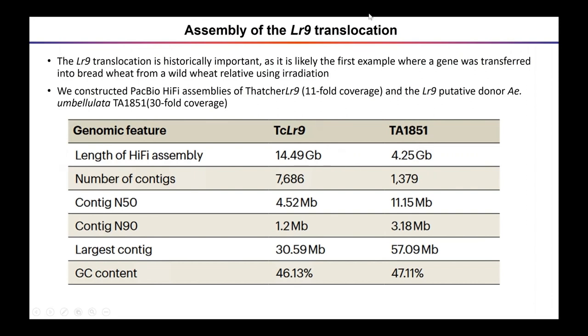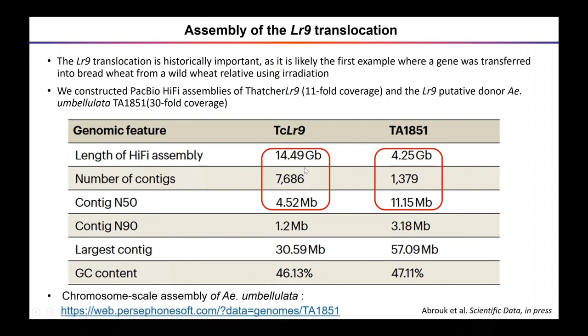To sample this R9 translocation, we constructed PacBio assemblies of wheat line R9 and the R9 putative Aegilops umbellata donor, the line TA1851. From here, you can see R9 has a total length of 14.49 gigabases with an N50 of 4.52 MB. Aegilops umbellata has 4.22 gigabases with an N50 of 11 MB. And recently, we have generated the chromosome level assembly of Aegilops umbellata, which can be accessed in this link.